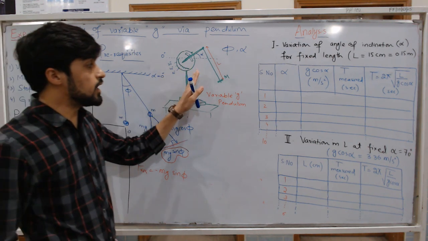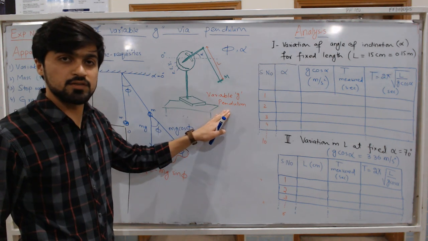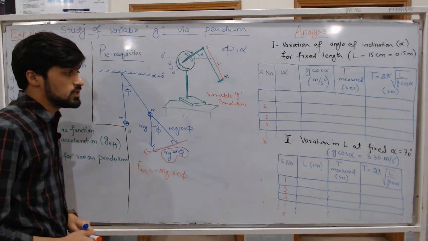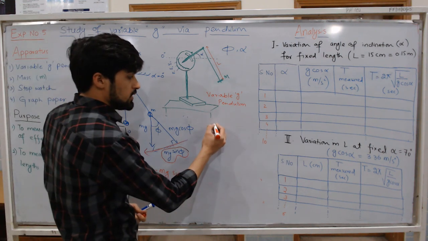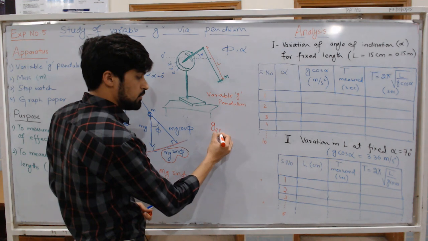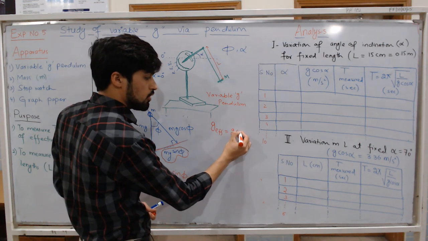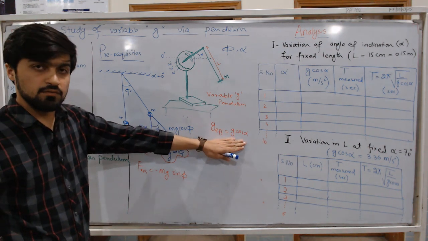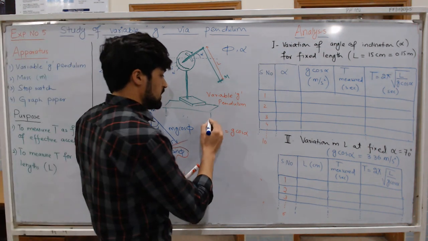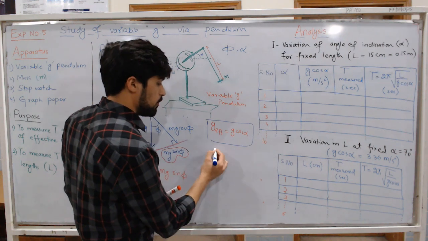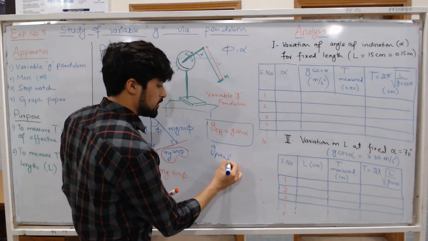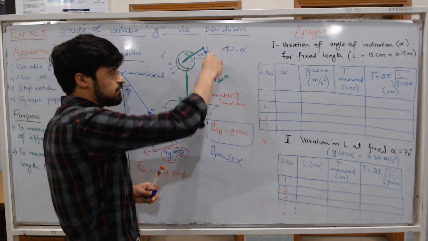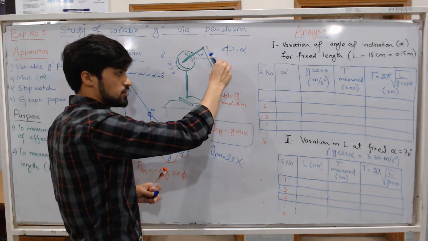Now, we are using a variable g pendulum. This is not the simple pendulum. So if I am using a variable g pendulum, the g value we were using will be g effective, which was g cos alpha. We discussed it, which was g cos alpha. We discussed that g effective has one component, g parallel, which was parallel to this fixed axis. So we are not using this one. We will be using the g effective component, which was right in this direction.